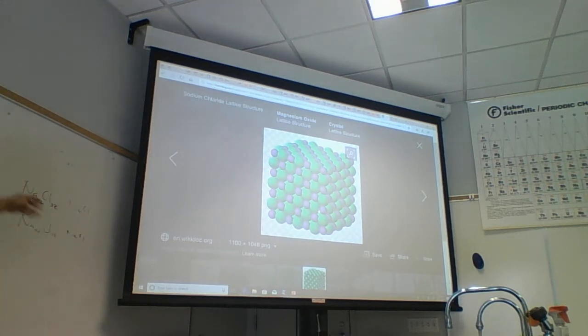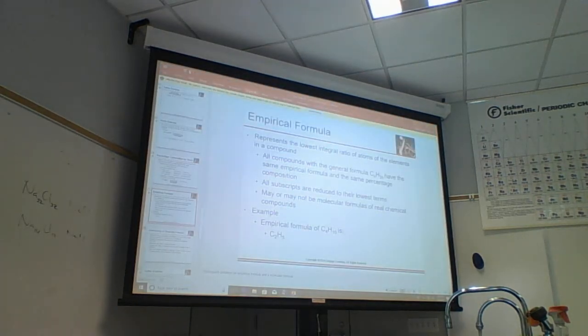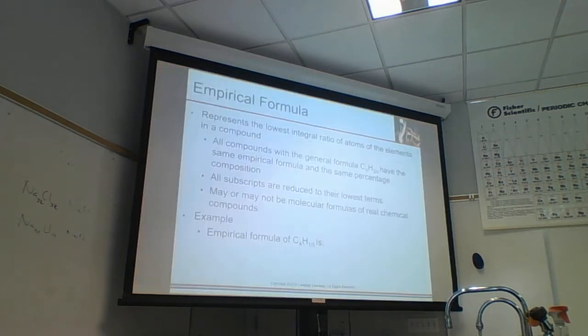And so these are different sized crystals. Can you have little tiny salt crystals and big salt crystals? You can have any size you want because there's no real beginning, no real end. This depends on how you grow them. And so for something like that, all we have is the empirical formula.